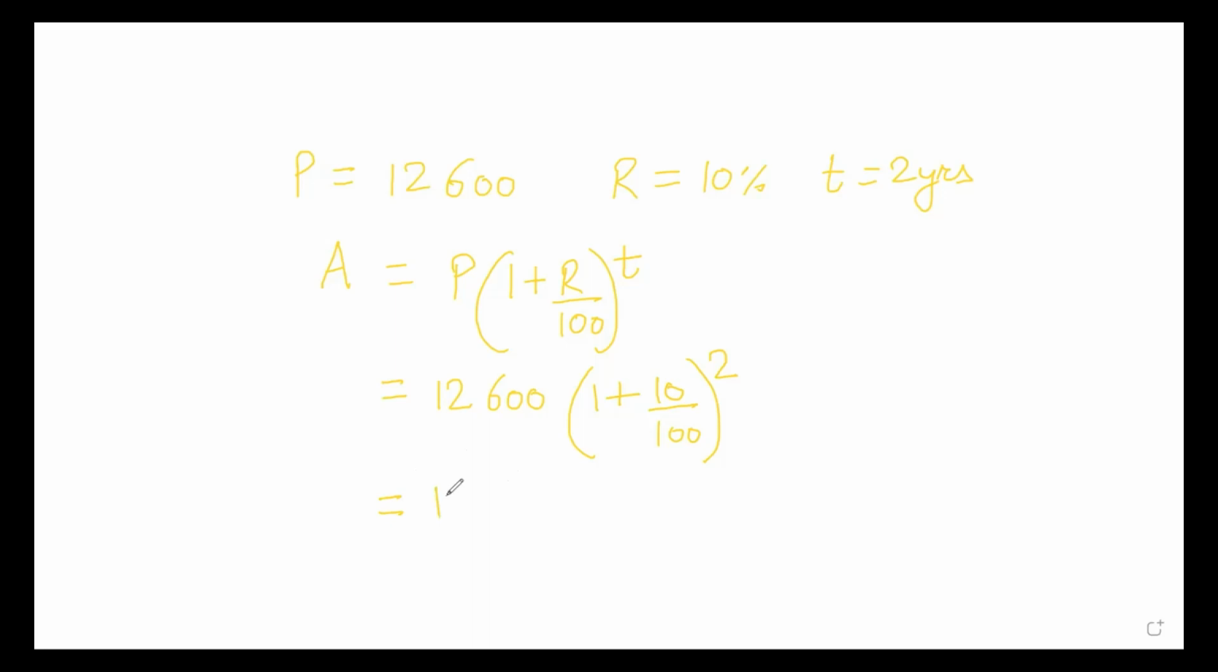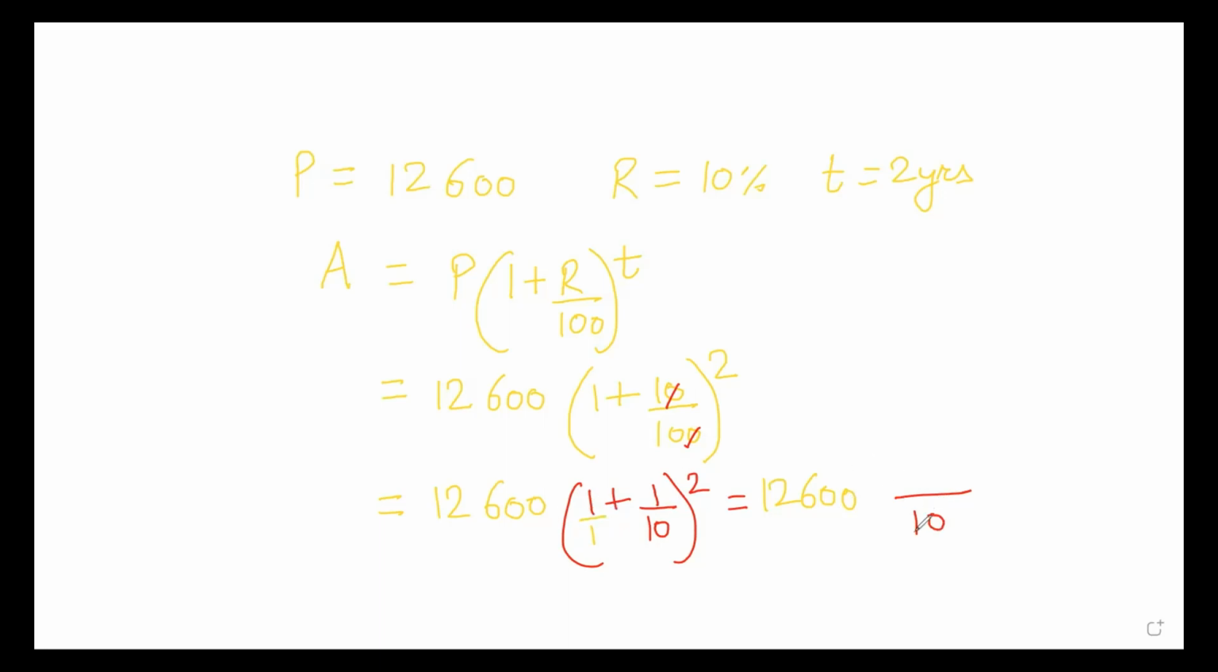So here we'll write 12,600. Now we'll just cancel out these terms. You can see 10 upon 100, we'll cancel out this 0. Now in this bracket we are having 1 plus 1 upon 10 whole raised to the power 2. So here 12,600 would remain same. And if you just check the bracket here, we'll take LCM. So 1 we can write as 1 upon 1 here. And if you just take its LCM, it would be 10. So 10 is the LCM here.